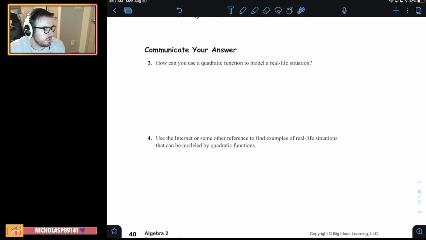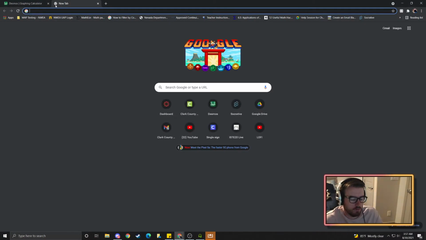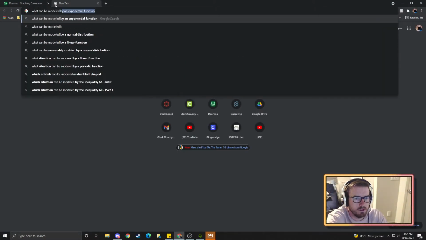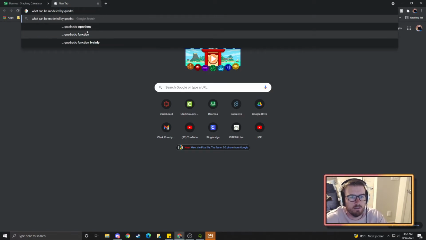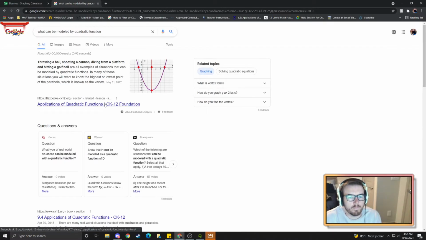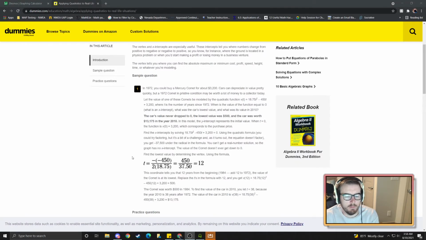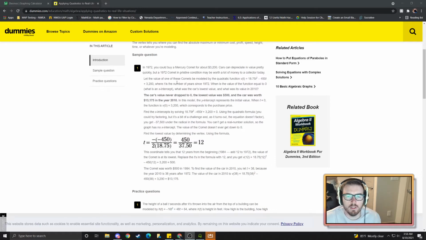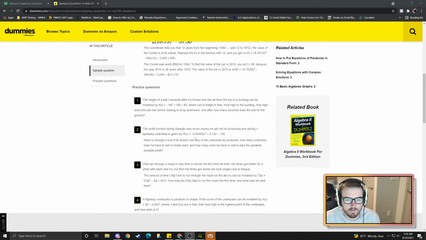If I just quickly type, what can be modeled by quadratic functions? So I paused there for half a second to find a good site that had plenty of real life examples. We got the value of a car decreasing. We've got the height of a ball. We've got profit here again.